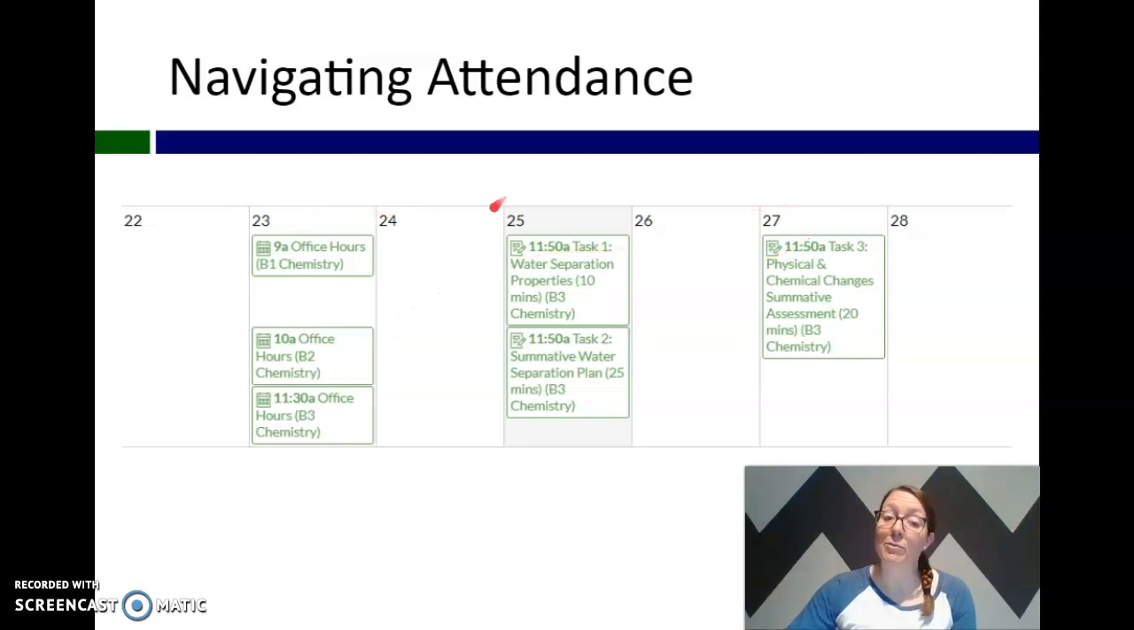To be marked present for Wednesday, the 25th, you would need to submit this task by this time on the 27th. So you would have, like, in theory, the actual class period and any homework downtime to complete those tasks. However, keep in mind, I don't anticipate these tasks taking anywhere near the 85 minutes that a normal class would be. So this should be much less time that you're using for chemistry. So that's how attendance is taken.